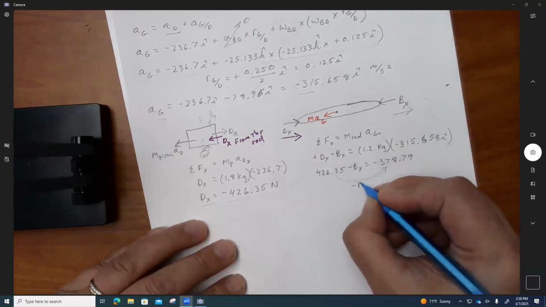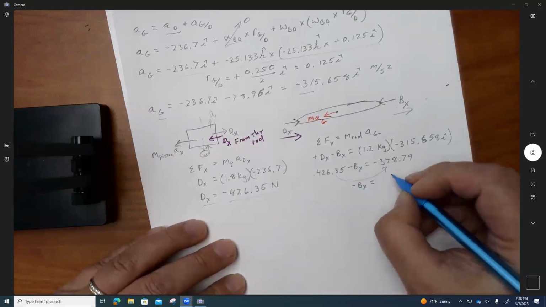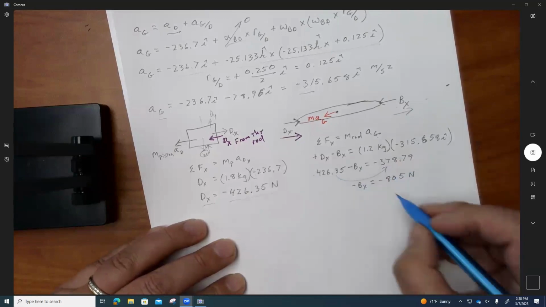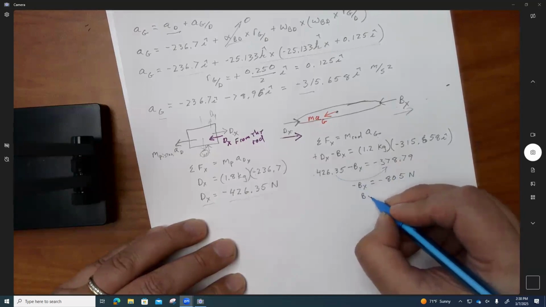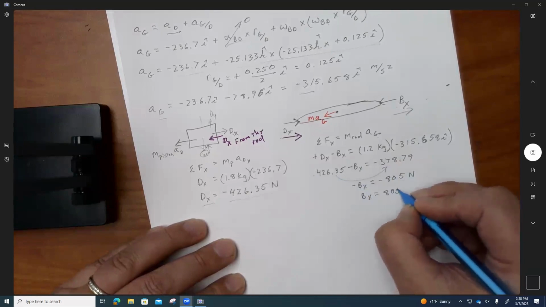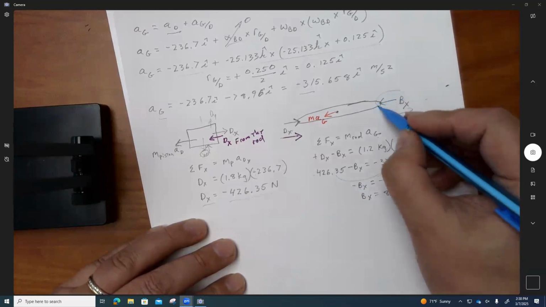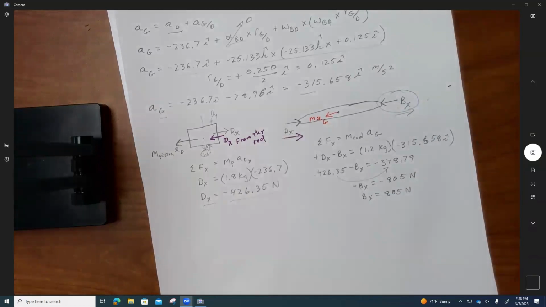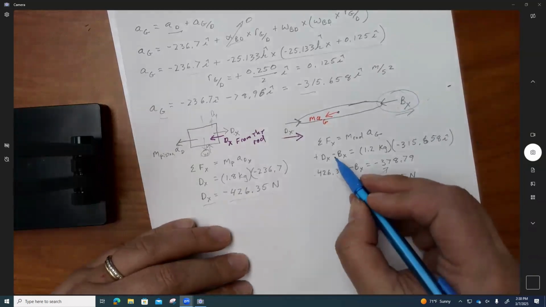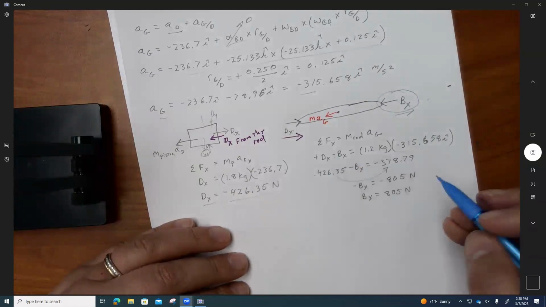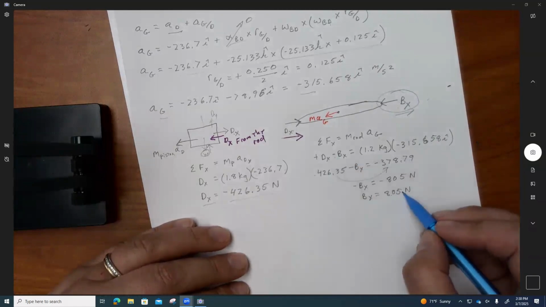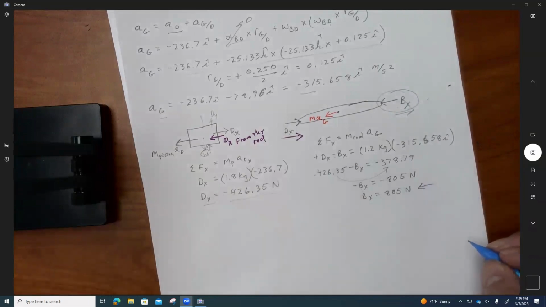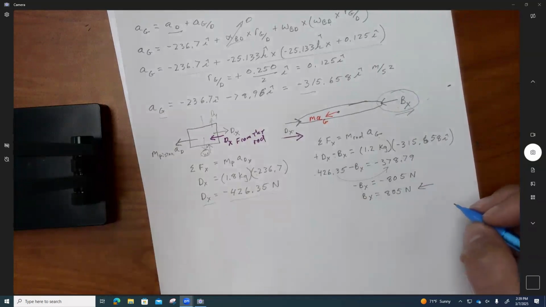And so negative Bx is equal to a minus 805 newtons. And the negative signs drop off. So Bx is going in the direction that I assumed right here, because it didn't end up being a negative number. Now, if you would have put a plus Bx here, you would have gotten a value of minus Bx, telling you that it is indeed going to the left in the minus direction. Okay.